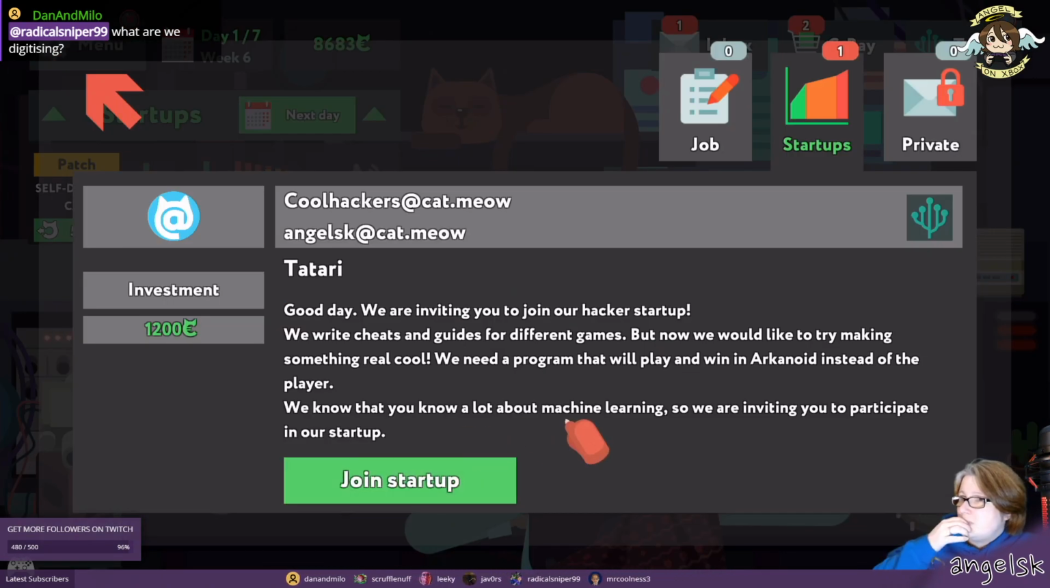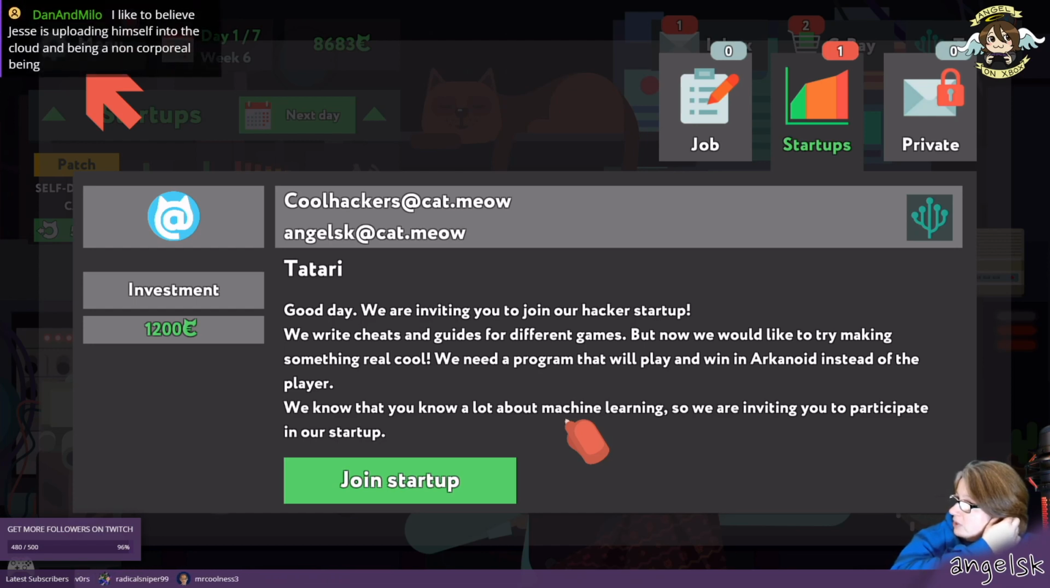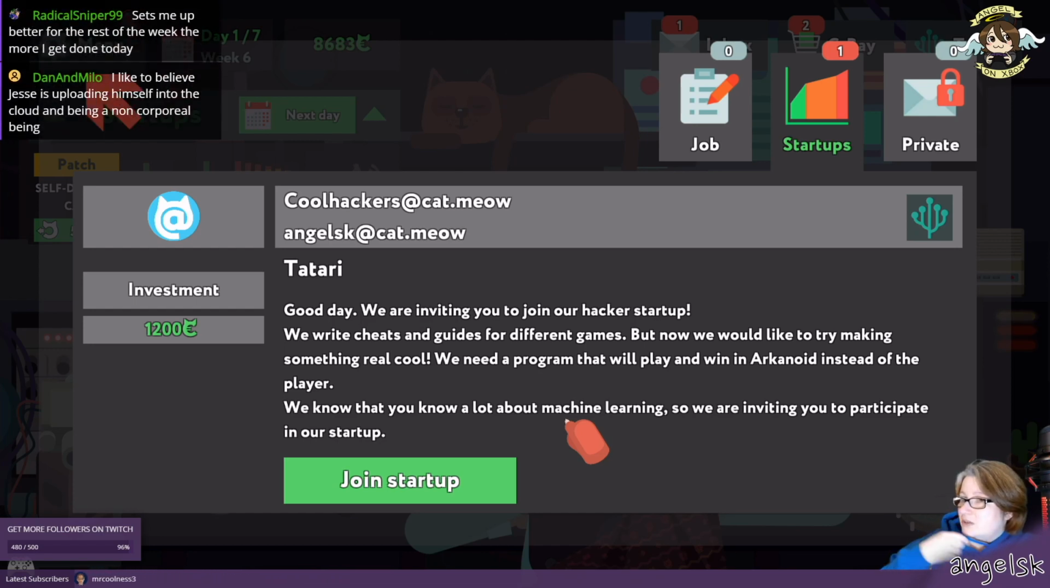Tatari. We are inviting you to join our hacker startup. We write cheats and guides for different games, but now we'd like to try making something real cool. We need a program that will play and win in an Arkanoid instead of the player. We know that you know a lot about machine learning, so we're inviting you to participate. It's a 1,200 investment. We could do that.